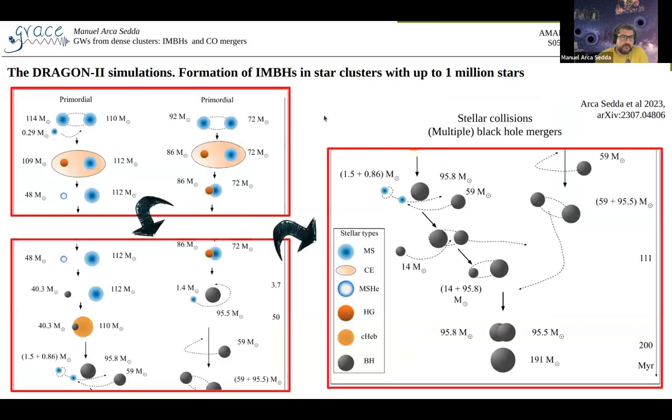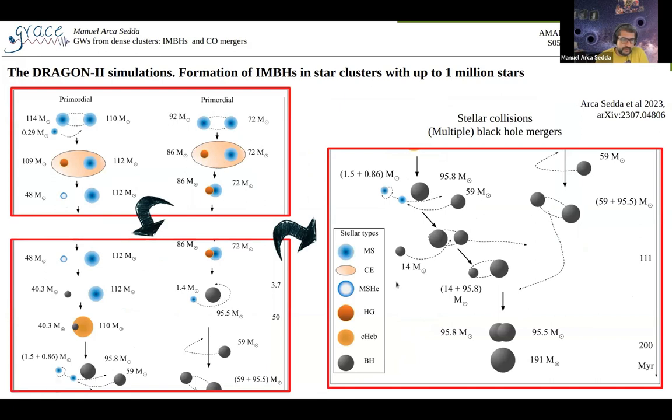Another way to form NBHs is a bit more complex. In this case, we have two binaries which are initially separated. They don't talk to each other. They undergo some stellar evolution. In one case, the stellar evolution leads eventually to a black hole with a mass of almost 100 solar masses. In the other case, the black hole that forms out of stellar evolution is also around 100 solar masses.